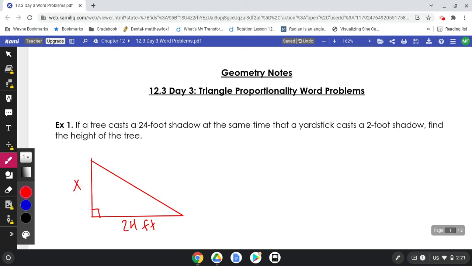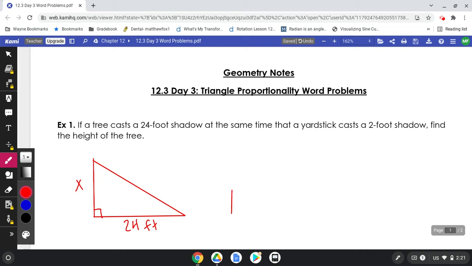Now it tells us that we also have a yardstick casting a shadow that is 2 feet long. So on this, we need to remember how much a yard is. So the shadow is 2 feet. A yard is going to be 3 feet. And at this point now, if we think about it, if the sun is up here, the angle that is formed will be the same. So I can mark that.